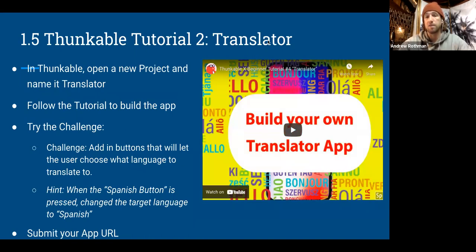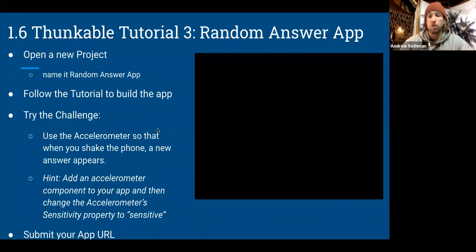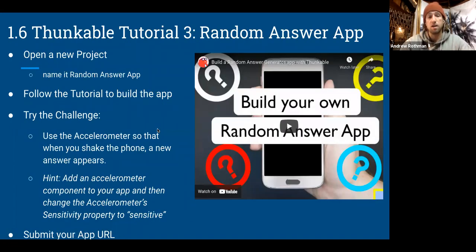There's a basic app that's going to be a translator app. What's going to happen is a person will write something in, probably in English, and then it will translate to another language. You can set it to whatever language you want. You can also add in buttons as an extra credit challenge to let the user choose what language to translate to. Could be pretty cool. There's a random answer app. I think what happens in this one, sort of like a Magic 8 Ball, is you ask a question, you press a button, and it should give you a random answer.